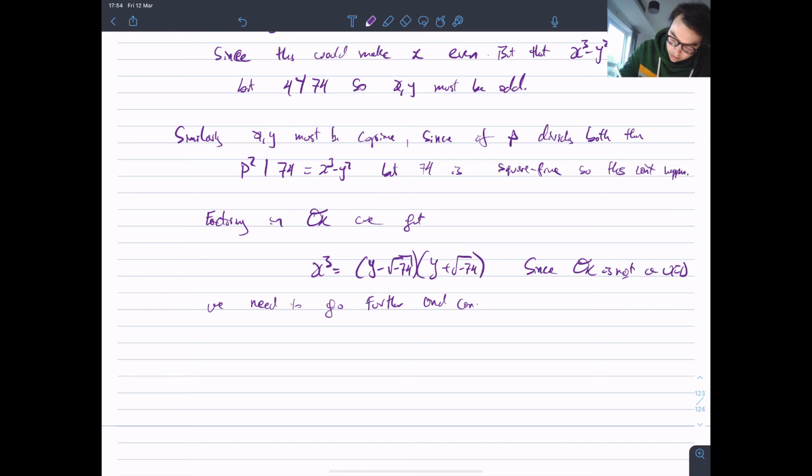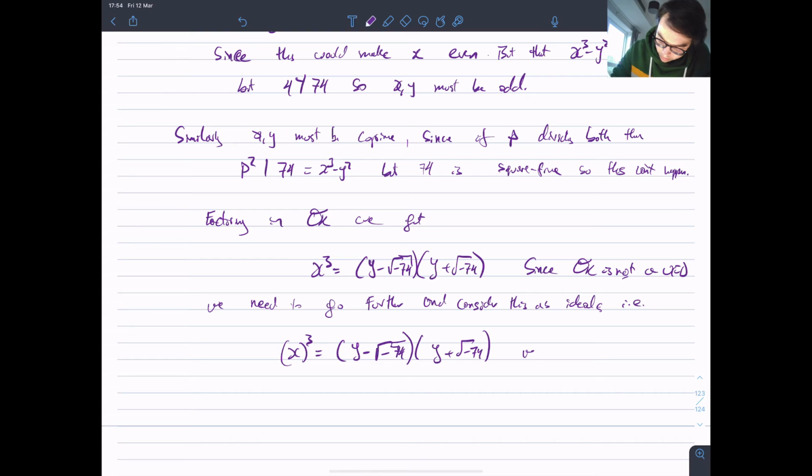And consider this as a factorization, well, as ideals. So as ideals, i.e., you look at the ideal generated by x cubed, I'm going to use the same notation, but now I'm talking about ideals. The ideal generated by y minus the square root of minus 74 and y plus the square root of minus 74 as ideals. So if I have some equality like this, it doesn't matter if this is unique or not, but when I take it as ideals, the ideal generated by x cubed has to be the product of these two ideals.